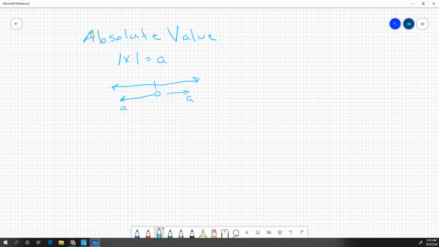We're just saying that when it's negative, it's a distance in the negative direction. When it's positive, it's a distance in the positive direction, right? But it's still just a direction.